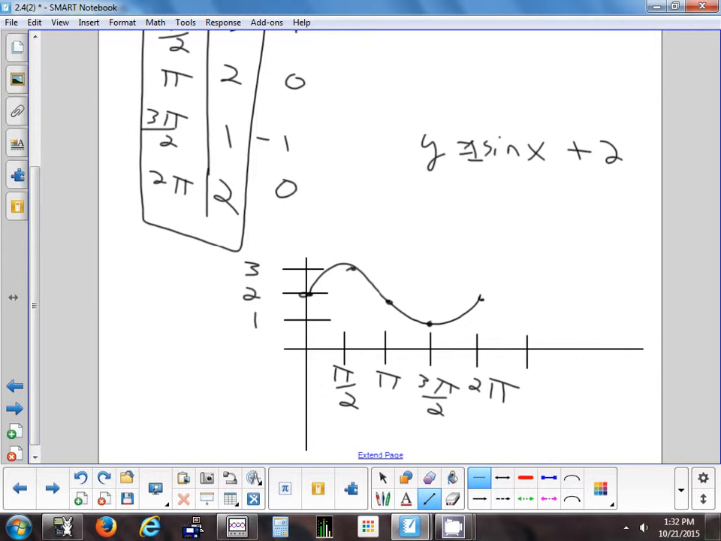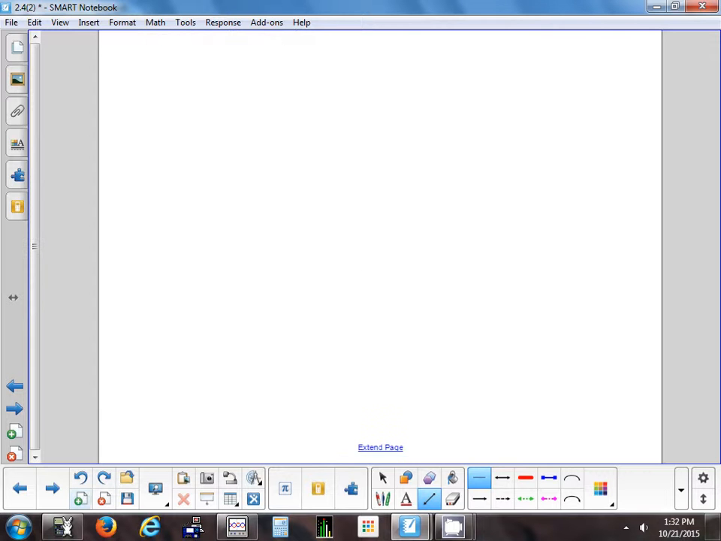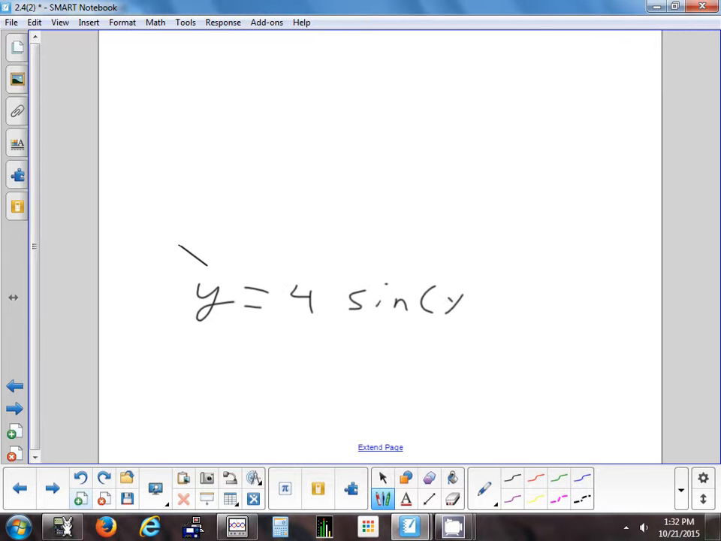Okay, other way you can look at it, put in the center line. How high above the center line does it go? 1. 1 unit above it, 1 unit below it. What if I did this? That would be tough. All kinds of things happening there. But what's the amplitude? 4.